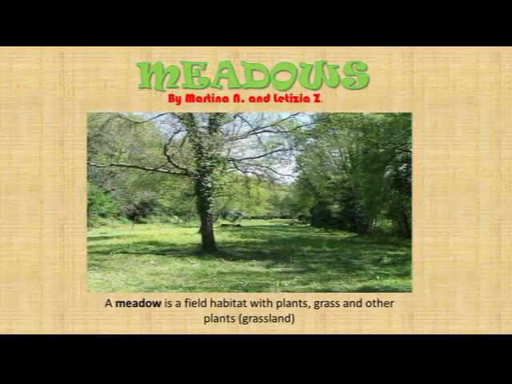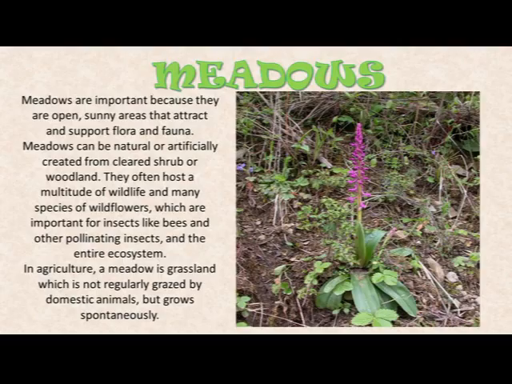Meadows by Martina and Letizia. A meadow is a field habitat with plants, grass, and other grassland plants. Meadows are important because they are open, sunny areas that attract and support flora and fauna. Meadows can be natural or artificially created from cleared shrub or woodland. They often host a multitude of wildlife and many species of wildflowers, which are important for insects like bees and other pollinating insects and the entire ecosystem.